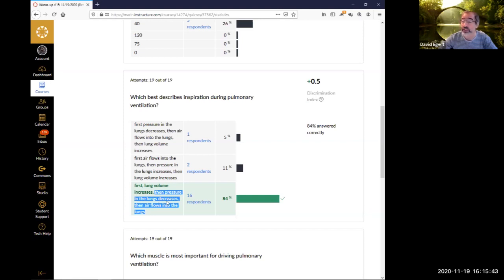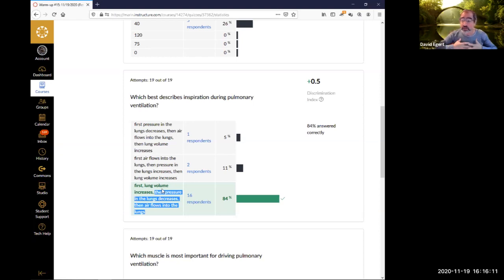And then breathing out, the exhalation, expiration, is the same basic idea in reverse. The muscles relax, the volume gets smaller. As the volume gets smaller, the pressure goes up. When the pressure is higher inside your lungs compared to the outside, now the pressure gradient is going to cause the air to flow out of you. So again, make sure that that kind of causality makes sense.